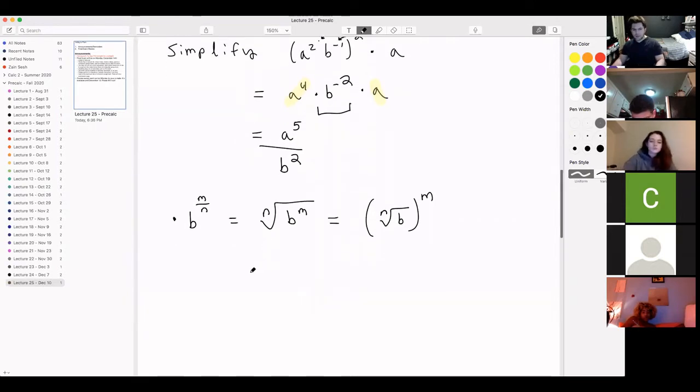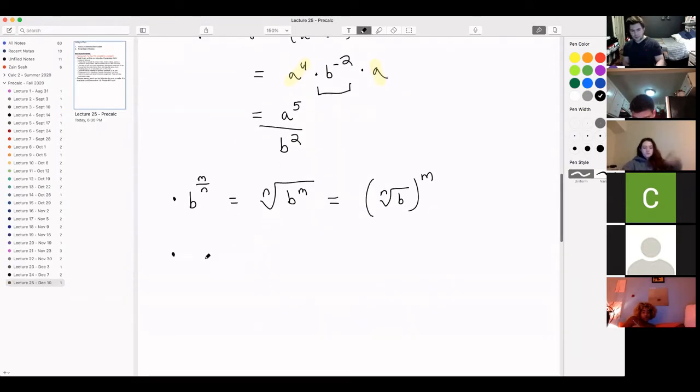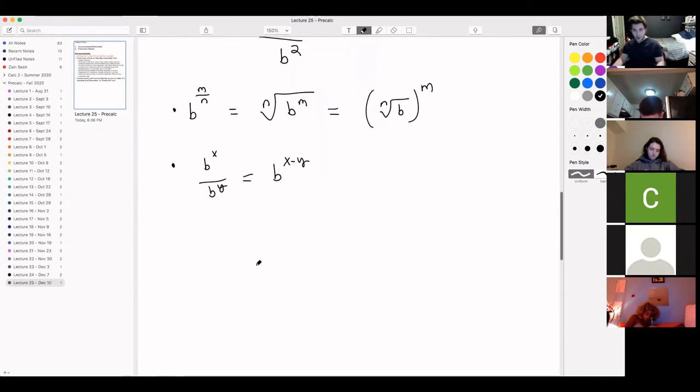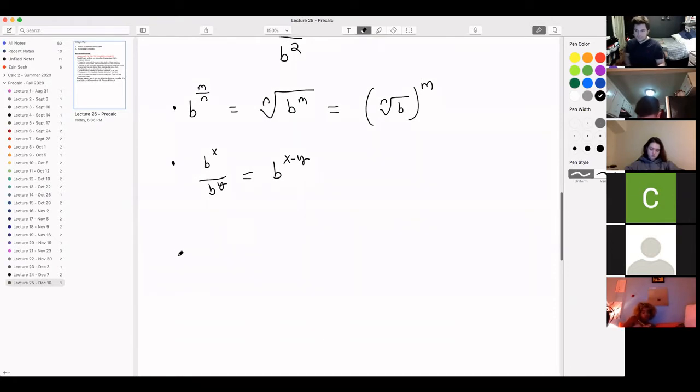Oh, and just very quickly, we also have the quotient rule: b to the x divided by b to the y. Remember, in this case, you subtract the exponents. Okay, only with the same base you can do this. Okay, so if no one has questions, let me move on to the next thing: rational expressions.